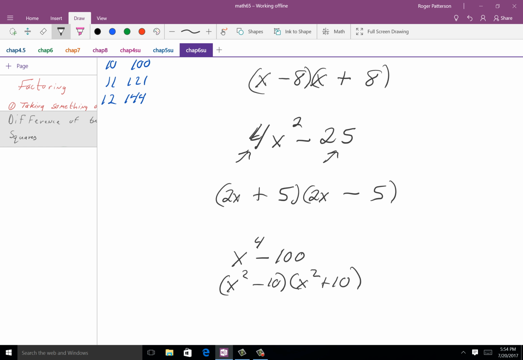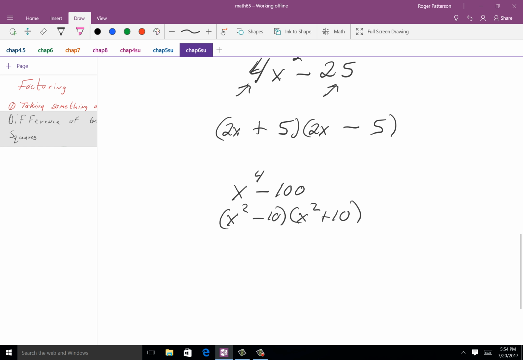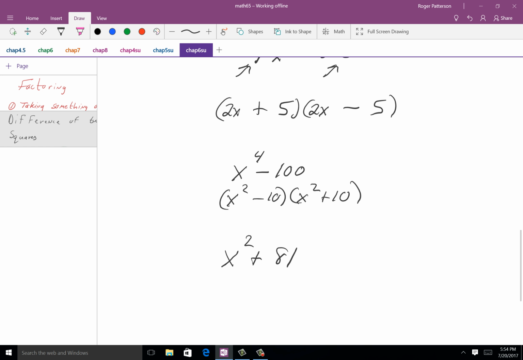Okay? So anything in that format, difference of two squares. Here's where a lot of people will make a mistake. I see this all the time in all these classes. X squared plus 81. So then people will come down here and they'll say this is x plus 9 and x plus 9.